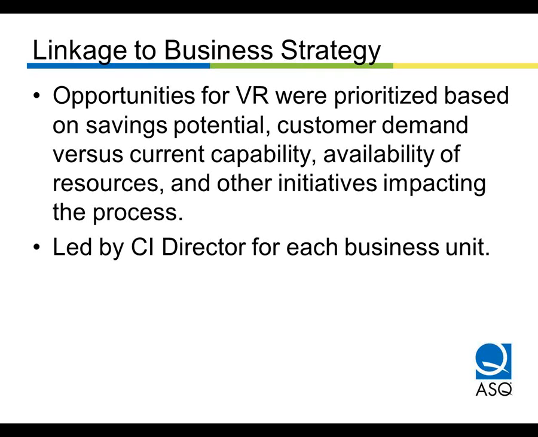Linkage to the business strategy: opportunities for implementing variation reduction were prioritized based on the savings potential of a given asset, customer demand versus what the current capacity and capability of the asset was, availability of resources, and whether or not other initiatives were impacting the process. This process of prioritizing the opportunities was led by the continuous improvement director for each business unit.